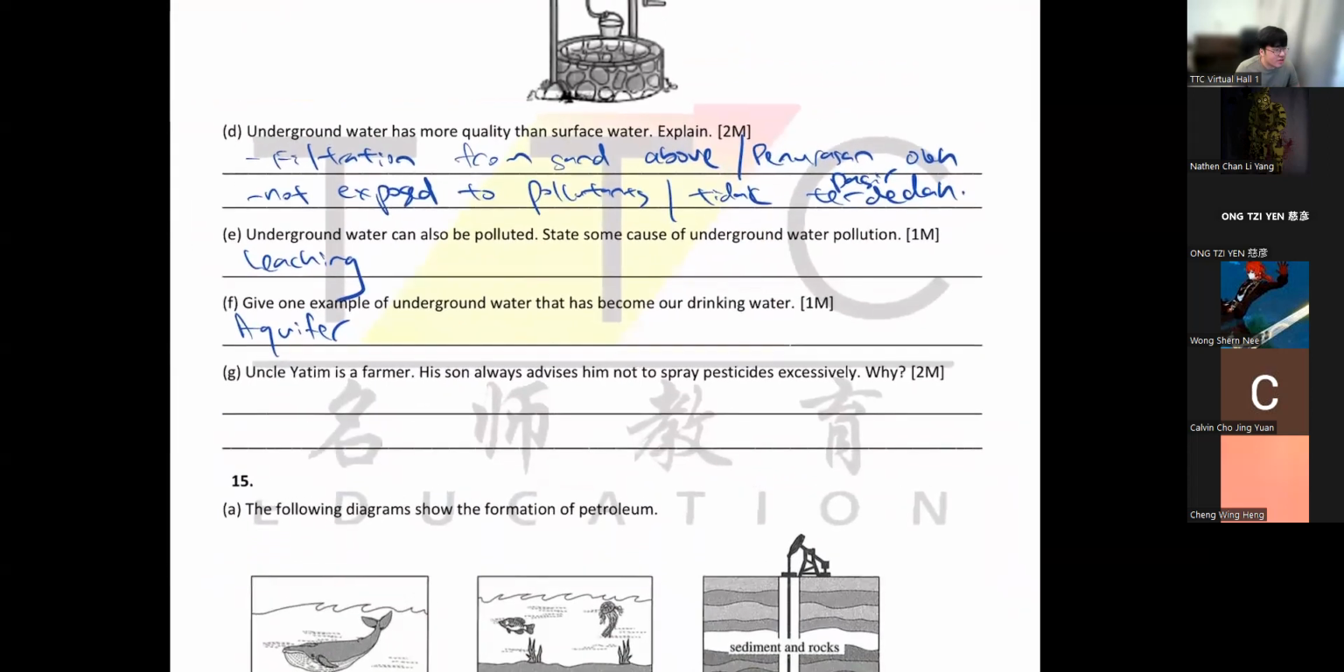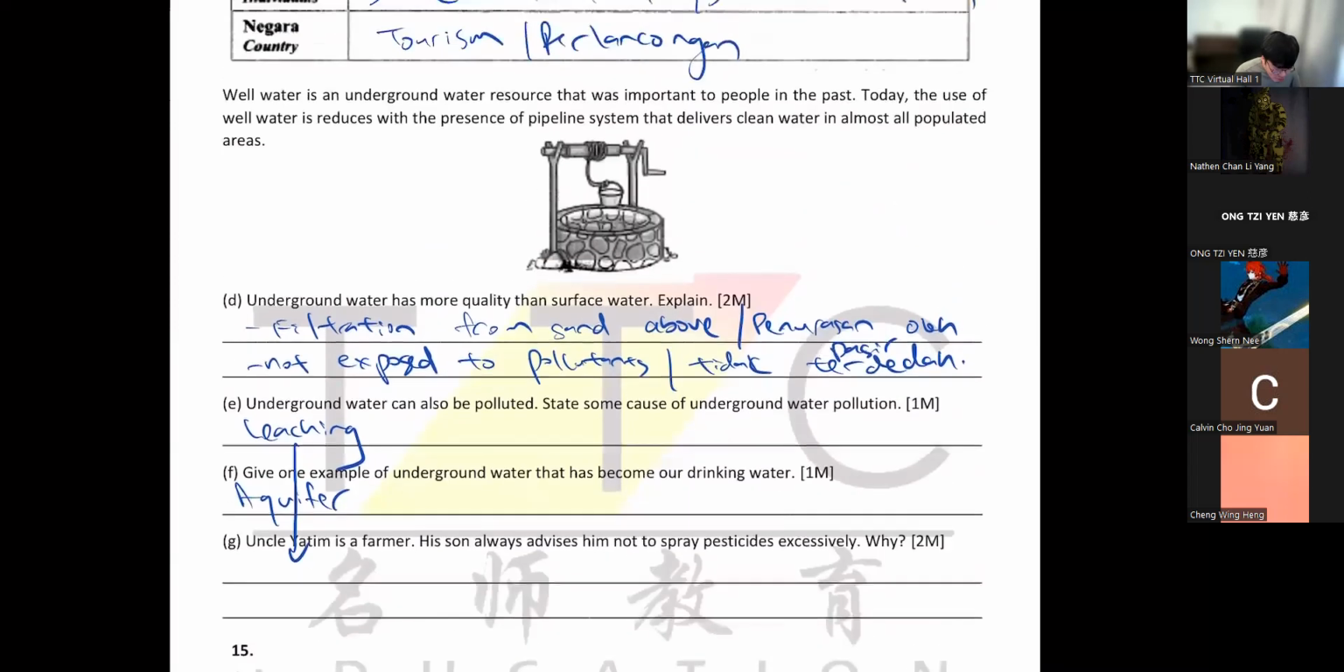Okay, aquifer. So Uncle Yatim is a farmer. Advise him not to spray pesticide excessively. Why? Because of leaching. It might leach. Okay, so the pesticide will pollute the water. Okay, guys, I'm writing simple answers because I want to cover as many questions as I can. So I hope you guys are okay.